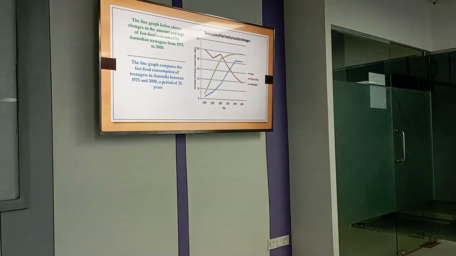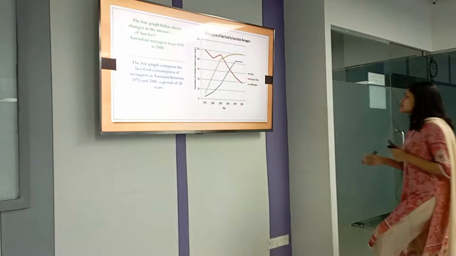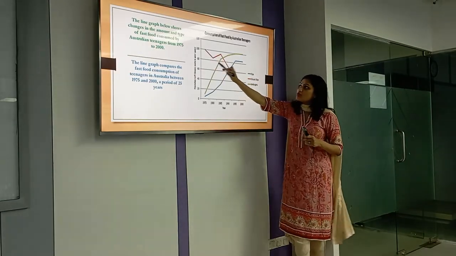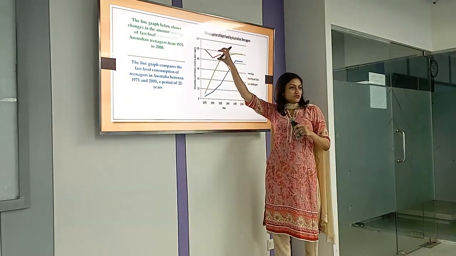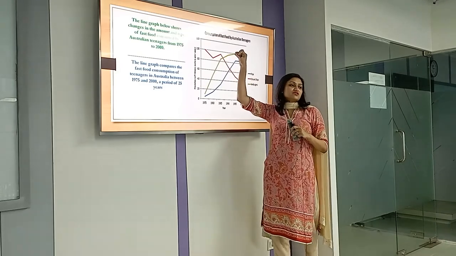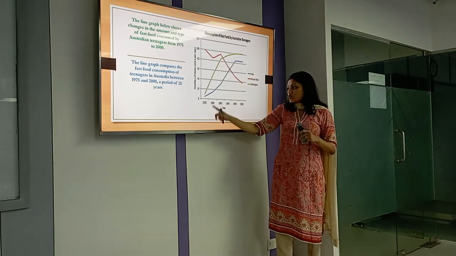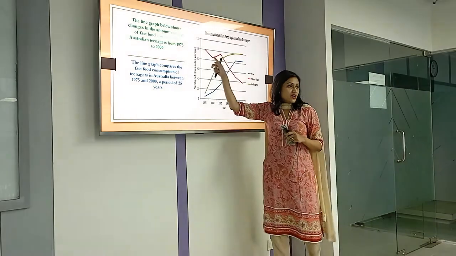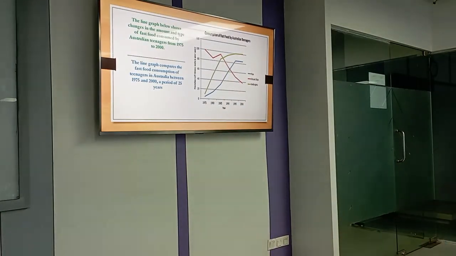So, these are the small details you have to keep in the body paragraphs, right? So, see, fish and chips would be too much, but there was a slight rise. So, that is important, isn't it? So, you have to talk about that as well. So, we see towards 1980, it actually declined, and then suddenly there was a slight rise.